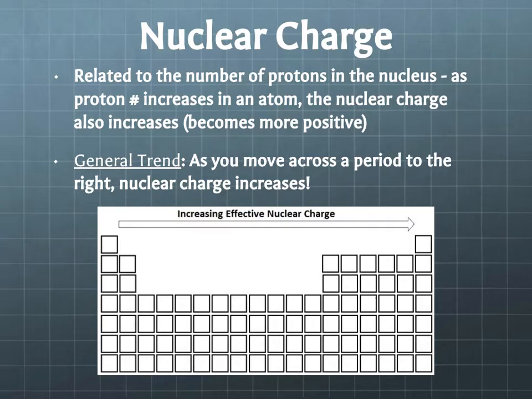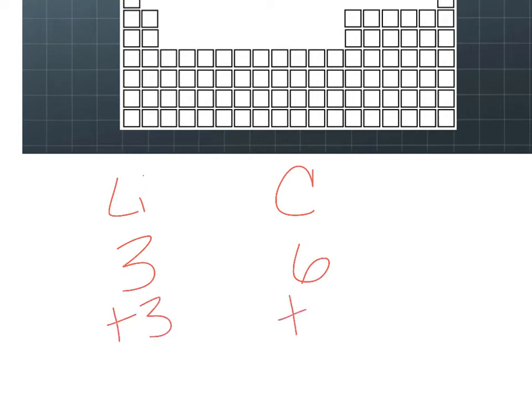So, let's do carbon versus lithium. Lithium has 3 protons because it has an atomic number of 3, and carbon has 6 protons. That means that lithium has a nuclear charge of +3 and carbon has a nuclear charge of +6. Because carbon has more protons, it's going to attract negative things better. In this case, our negative things that it's attracting are the valence electrons. We're going to be talking about the valence electrons this whole time.